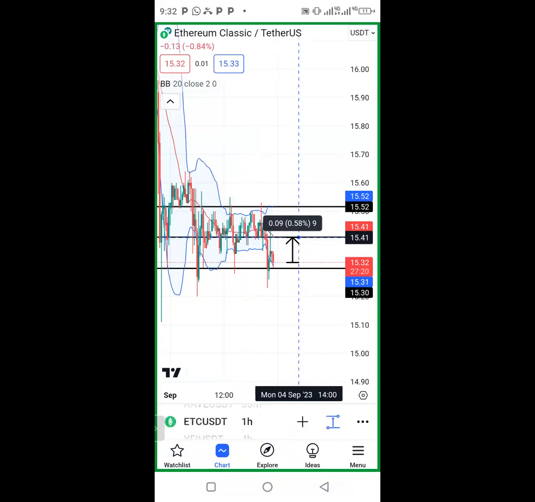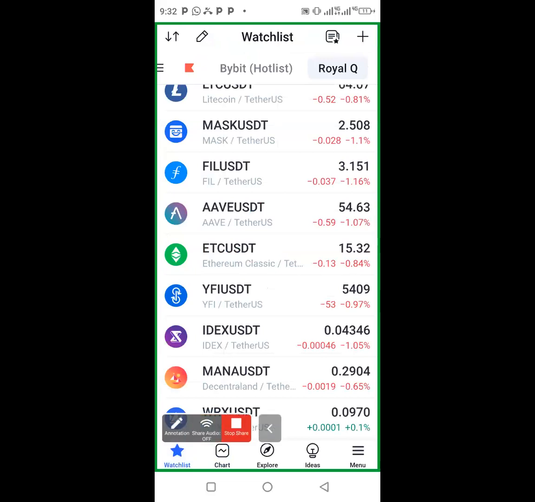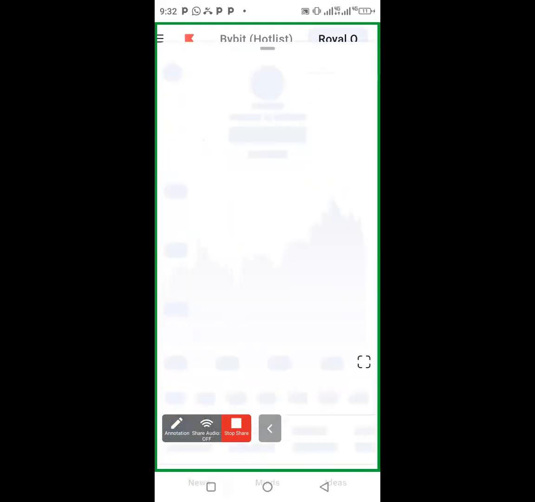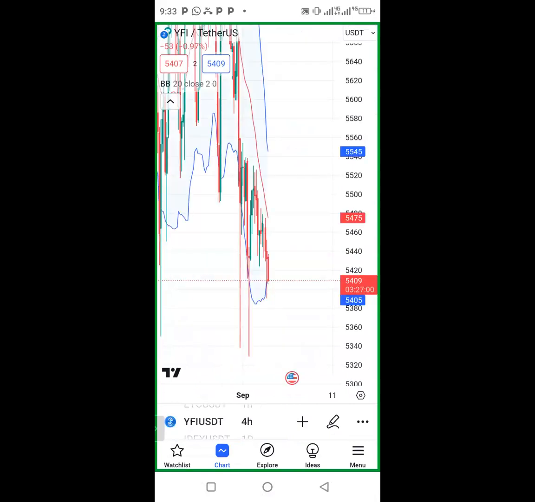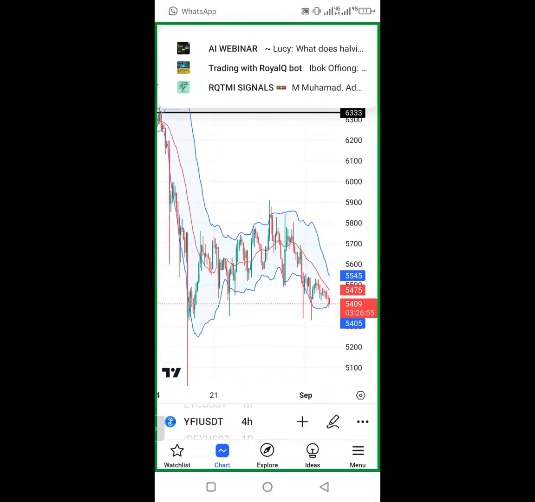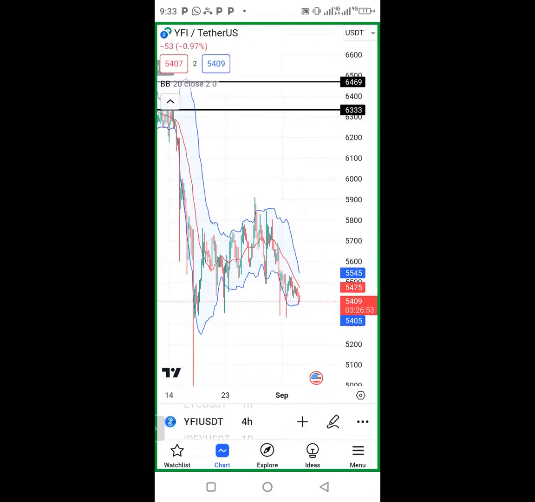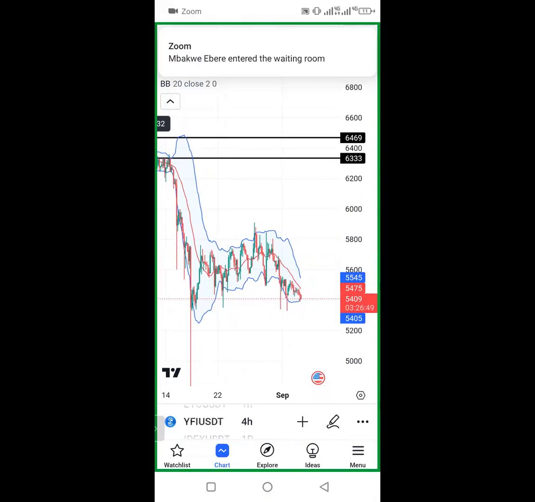So this is how you can use it. Another example, I think I will look at YFII. Let me go to YFII again. Now this is YFI. Oh, sorry, YFI, not YFII.